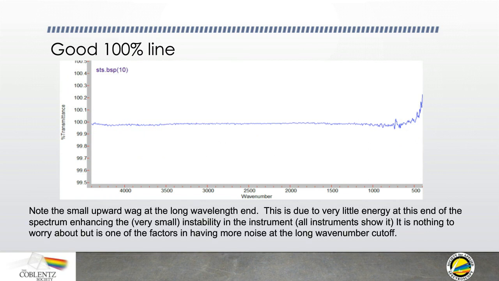This is also a very good 100% line. What we're seeing here, though, is a little upwards bend. Why does this happen? If we think back to what the single beam looked like, there was very little energy in this area of the spectrum. And when you ratio a very little energy area against a very little energy area, you'll get some uncertainty in the line, and that's what this is showing. But in general, this is a very good 100% line. The reason I keep saying this is because now I'm going to show you some pretty bad ones.